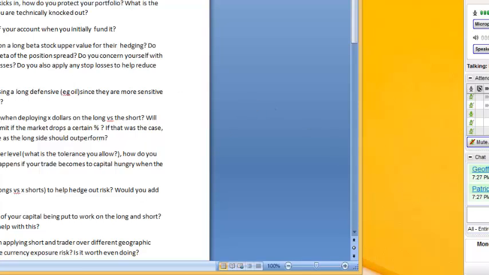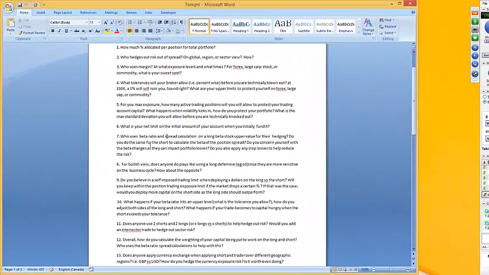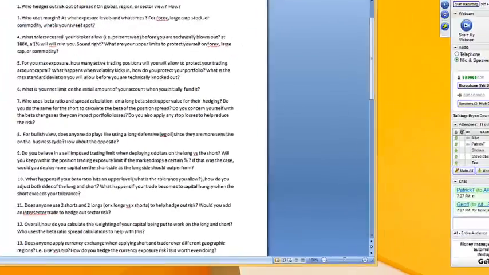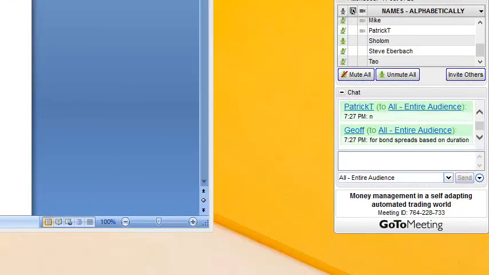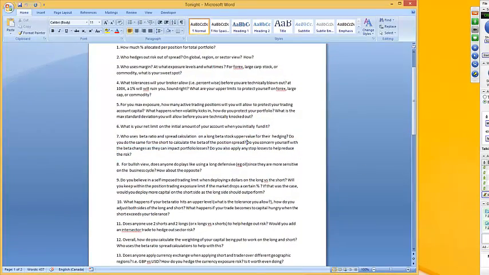Okay, Patrick says no. This is why we're talking about this, because a lot of people don't know about this stuff. Jeff, do you do the same for short, to calculate the beta of the position spread? For bond spreads, based on duration. Duration, and you adjust for currencies as well. So if I'm doing European and I've got currency risk, I take that into consideration as well as duration risk. We'll talk about currency exchange in a little bit. I just want to specifically talk about this.